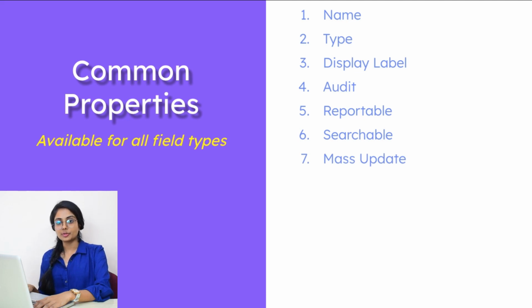Mass update is also a common property. This means that you can enable any type of field in mass update. Whether it is a text input, whether it is a date and time input, whether it is a select type of input, as in a drop down, wherever you enable any type of field for mass update, you can use it for a bulk update.